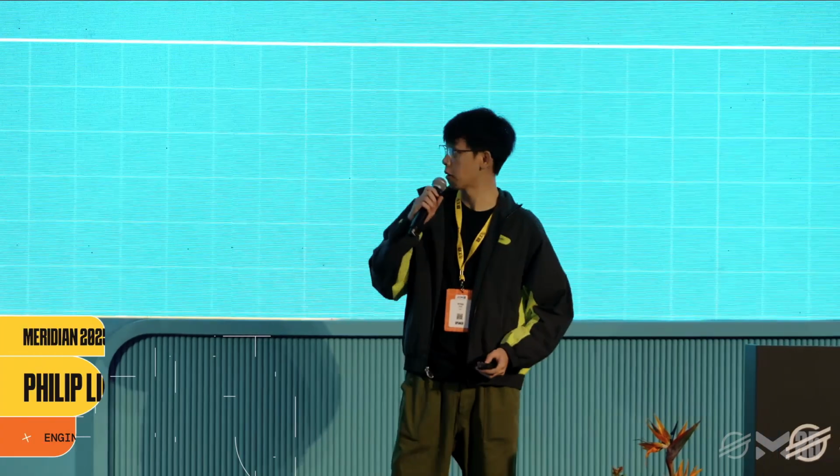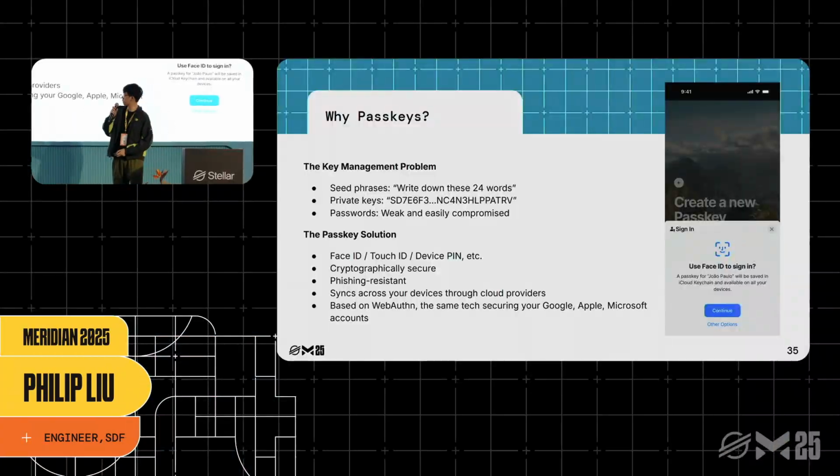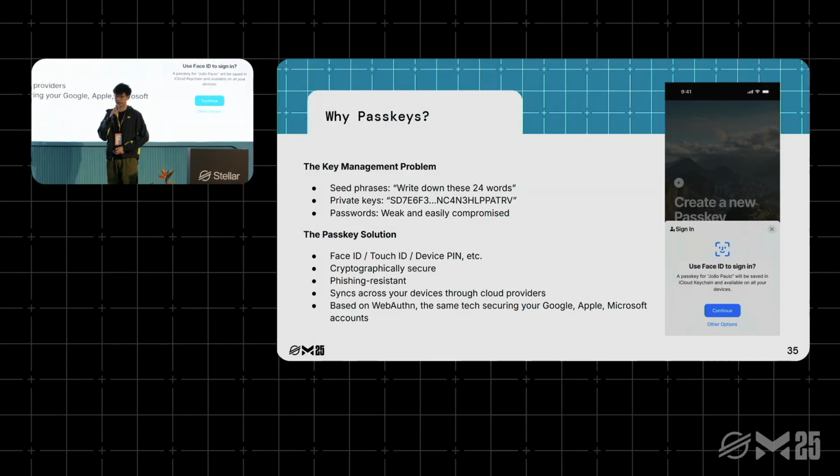Thanks, Doug. Now I'll talk about some of the smart contracts that power the Meridian Pay experience. But first, let's talk about passkeys. One of the biggest frictions in blockchain onboarding is key management. Users shouldn't be expected to remember seed phrases, and traditional passwords are weak and easily compromised. Passkeys, built on WebAuthn, solve this by letting users authenticate with Face ID, Touch ID, or the device PIN. It's cryptographically secure, phishing resistant, and syncs across devices through cloud providers.